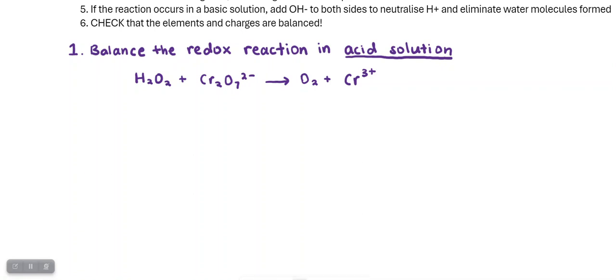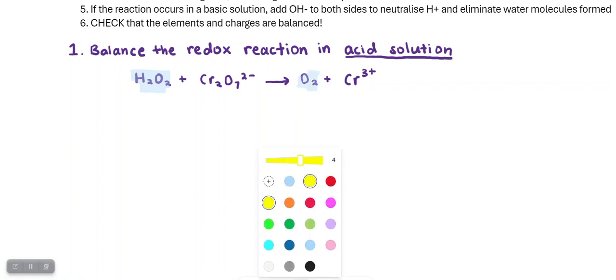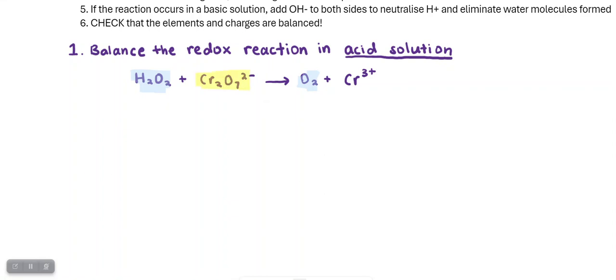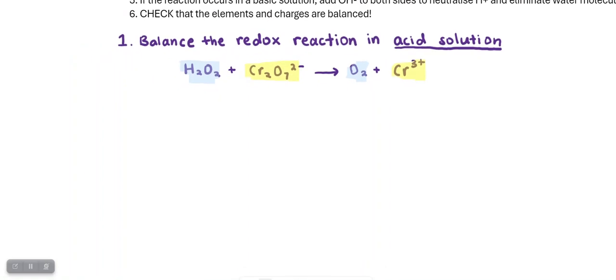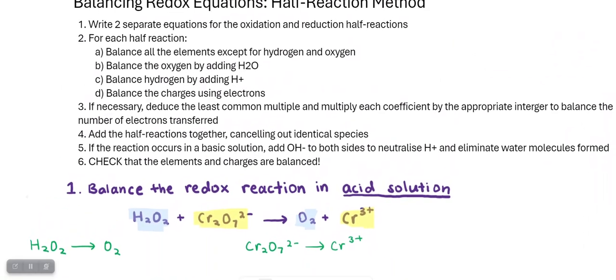So hopefully you can see that this hydrogen peroxide will match with the O2, and then the dichromate will match with the chromium ion. So let's write out these two half reactions. I'm just going to write it separately. So it's going to be hydrogen peroxide and then put an arrow and then O2 on the other side, and then dichromate, arrow, and then the chromium ion. So first step is done.